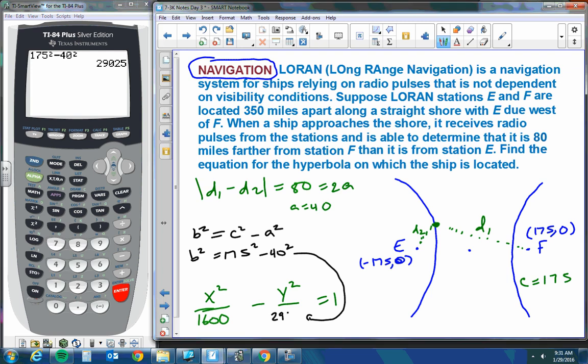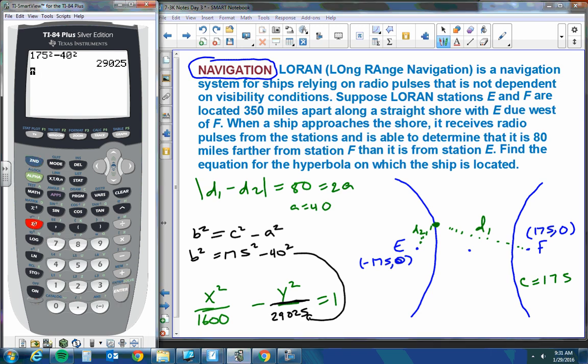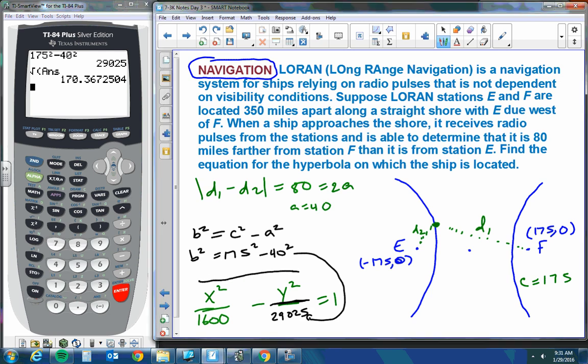So that denominator works out to 29,025. Just for the record, if I did find b, it works out to around 170 point something. All right, listen, we're done, but I want to do this thing typed in the calculator. Okay, the goal is to find the equation.